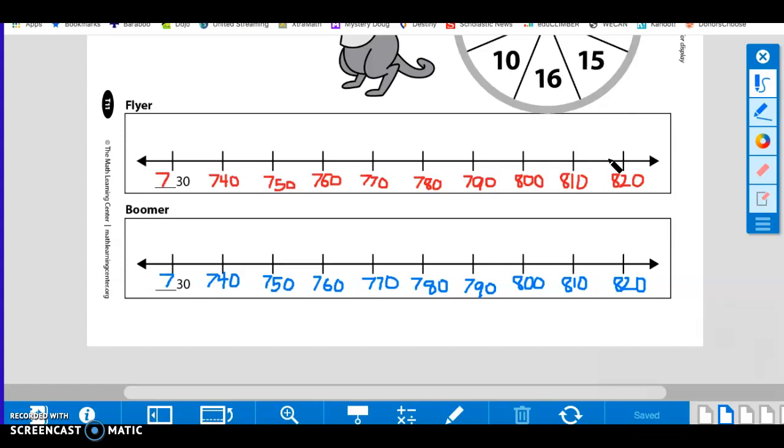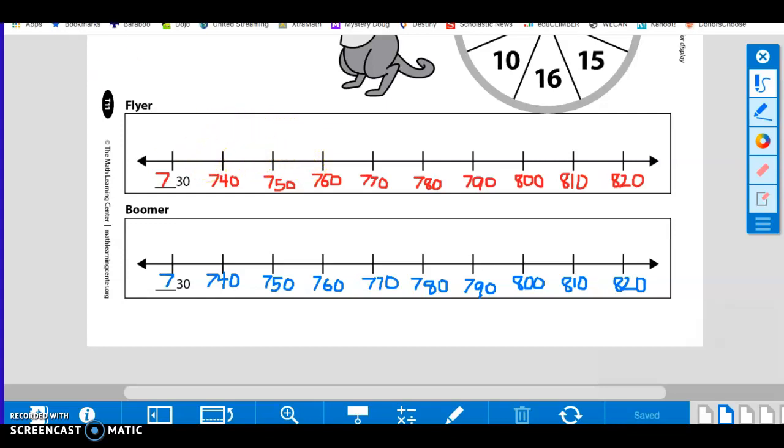So now let's go backwards by tens, starting at 819. 819, 809, 799, 789, 779, 769, 759, 749, and back to 739.